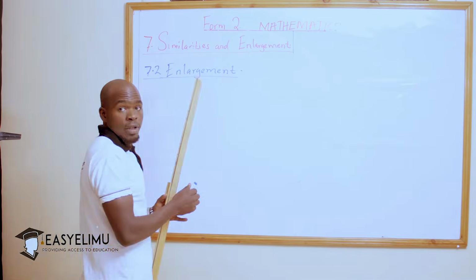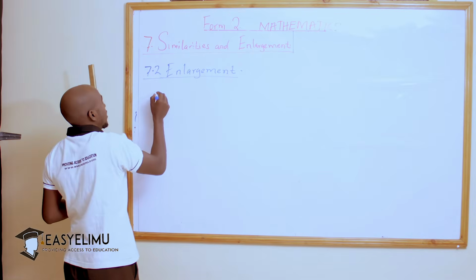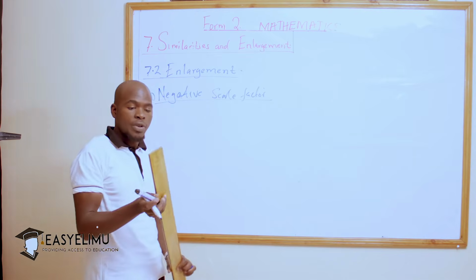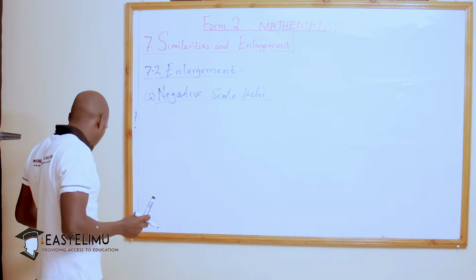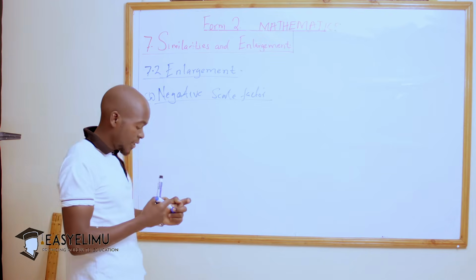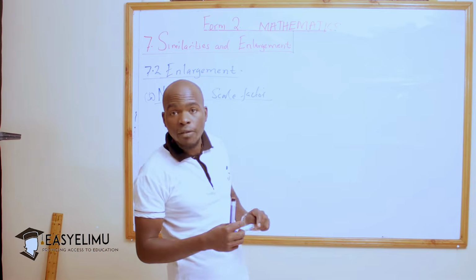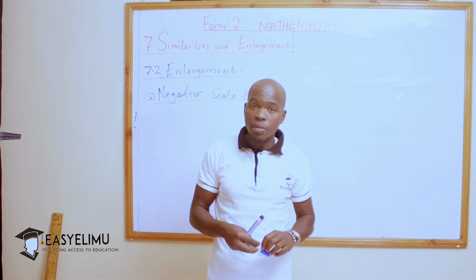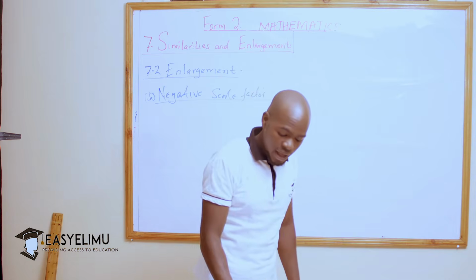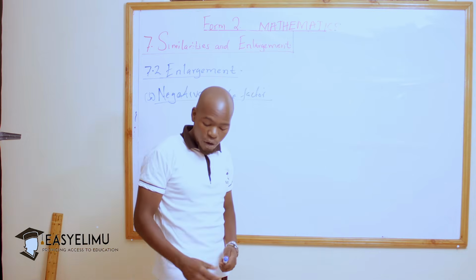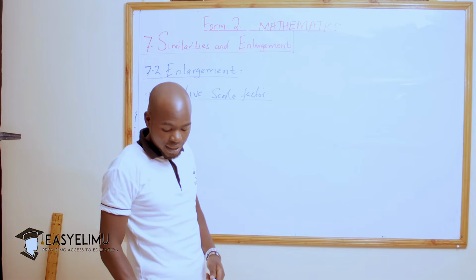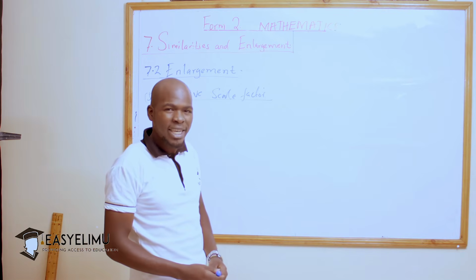Now we are going to learn more about negative scale factor. First we have learned positive scale factor, and now we want to consider negative scale factor. Under here you will find that if scale factors are negative, they give a certain condition to a given image after being enlarged. For example, we want to consider an image in the form of a letter. Let's just take letter A.